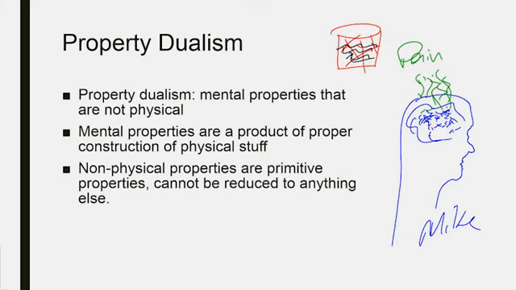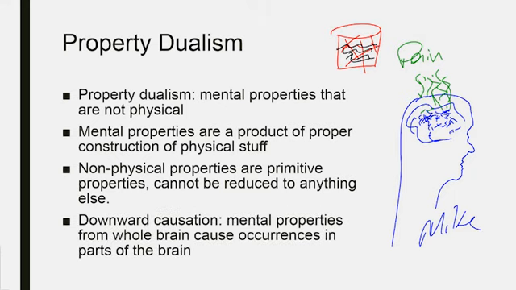So non-physical properties are primitive properties. They're not going to be reduced to anything else. Identity theory reduces mental properties to brain states. Functionalism reduces mental properties to processes. Property dualism says we can't do that. They are non-physical, they are primitive properties. And they participate in downward causation. Okay, downward causation.